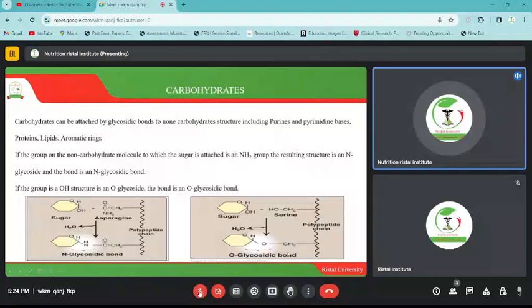Likewise for the O-glycosidic bond, which has an oxygen atom bonding between the amino acid and the sugar. This makes it an O-glycoside, and the bond being an O-glycosidic bond.